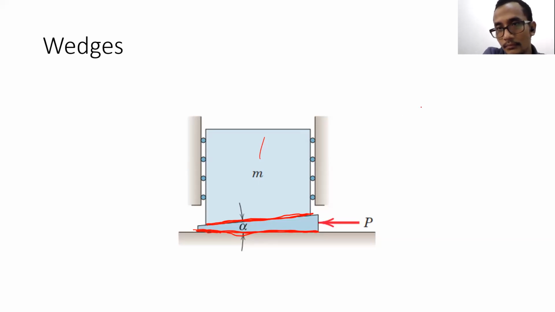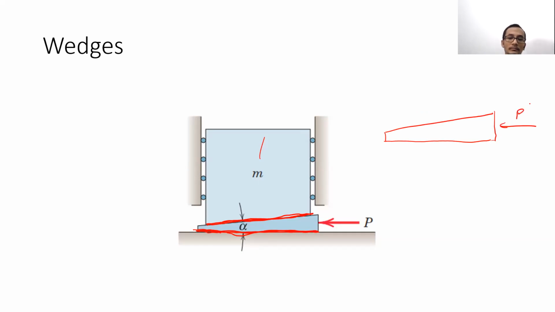Since the force is coming from the right, the friction between the wedge and the floor should be going to the right, while the block's is going to the left. So this is the wedge that we are talking about. Then we have P here. What else do we have there?